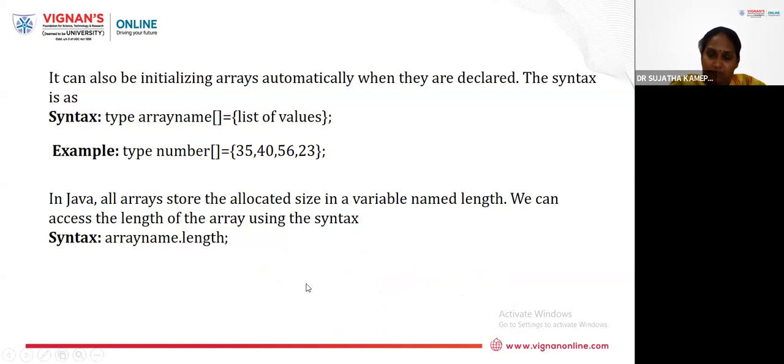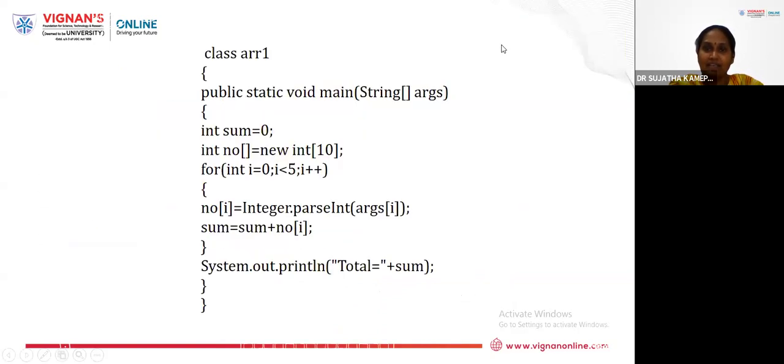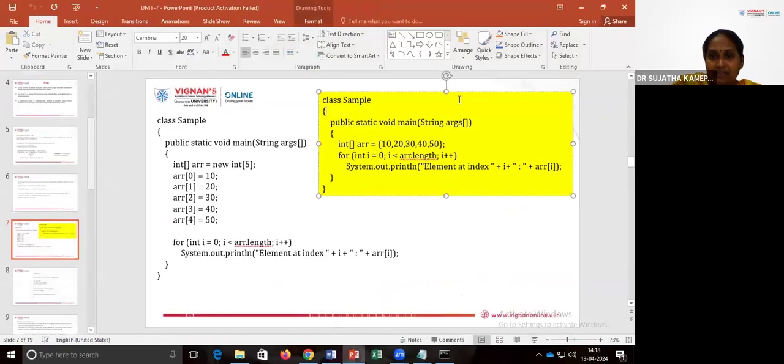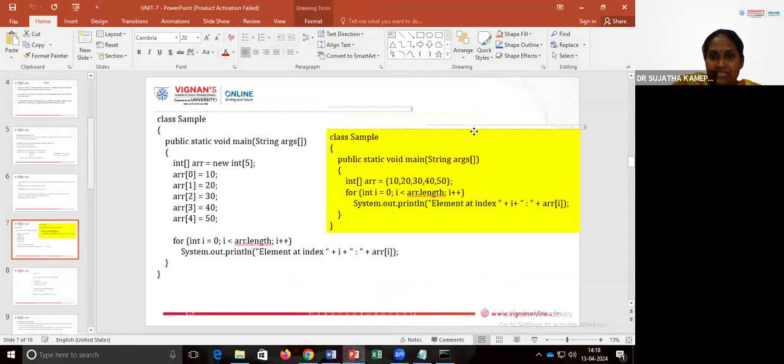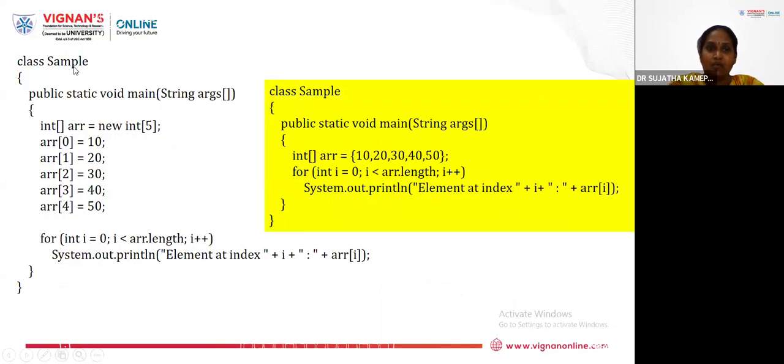So here you can see an example representation of writing arrays. So how can an array be written, right? Here you can see the example of writing arrays. Now here we have written a class Sample. Now here this is my main method. Now here I declare the array of size int.